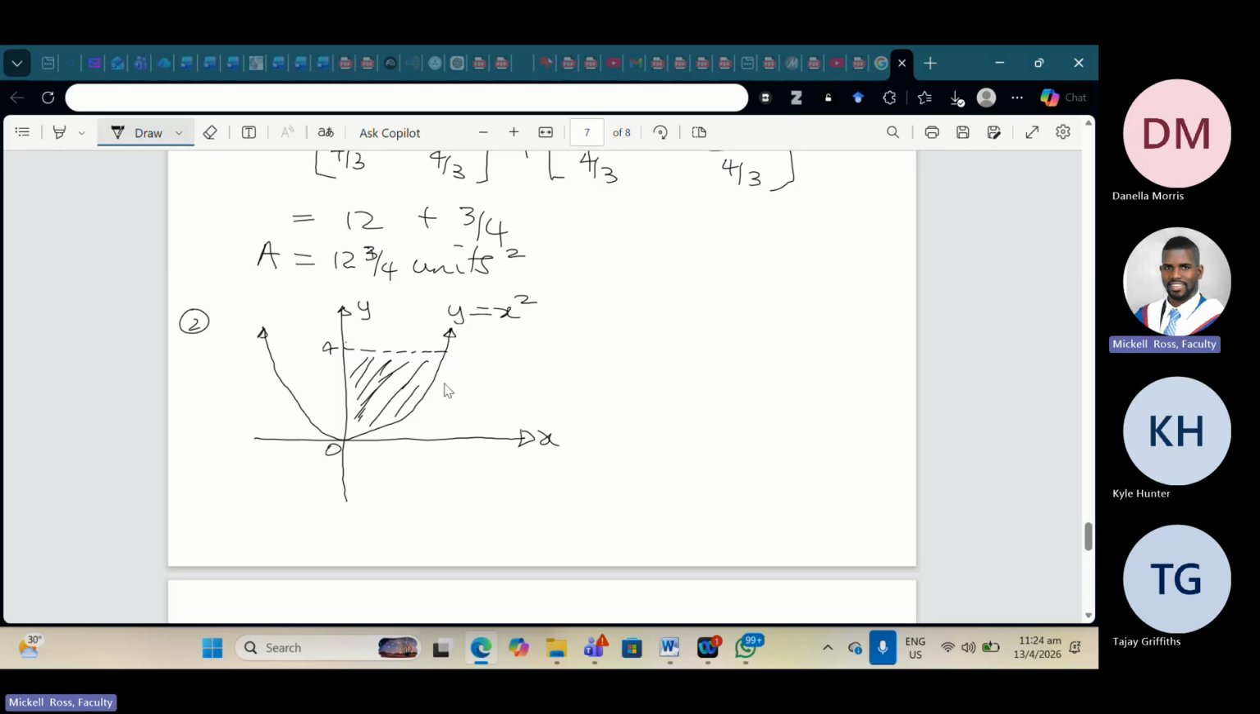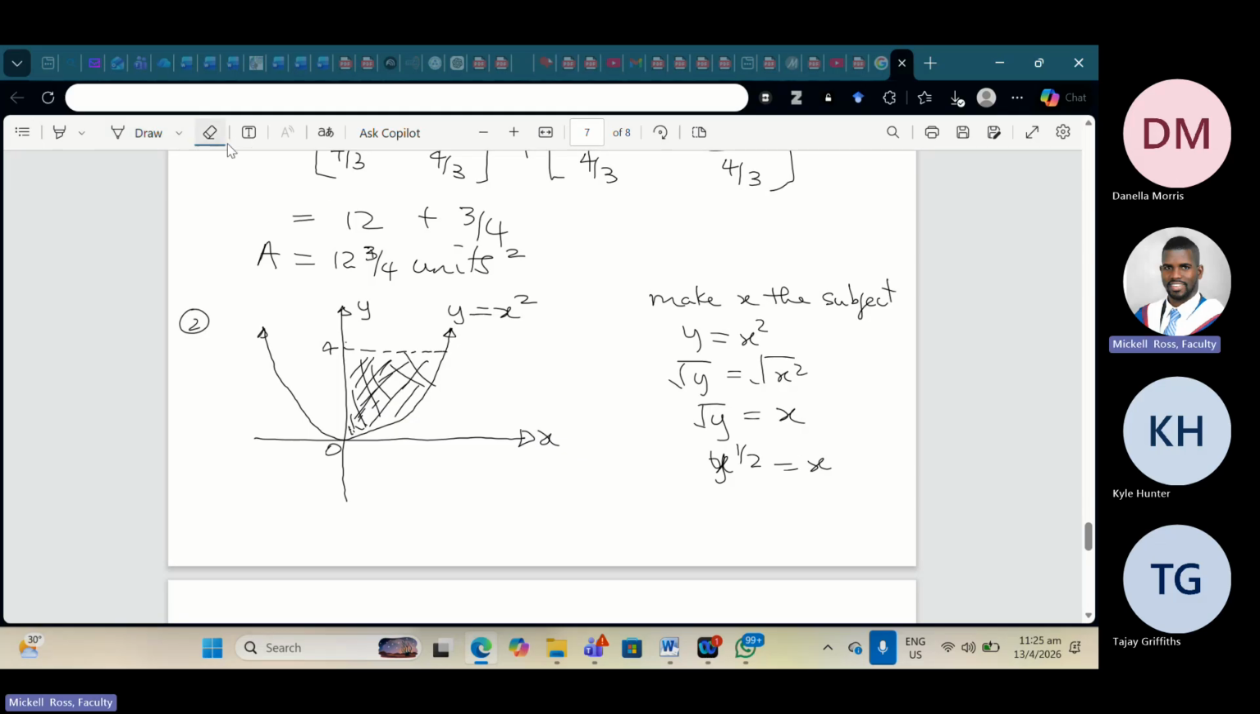All right, so we want to find the area of this portion right here that is shaded. Notice that it starts all the way from 0 up to 4. So we're going to make x the subject. So we have y is equal to x squared. So we take the square root of both sides. So x is going to be equal to the square root of y, or y to the half.